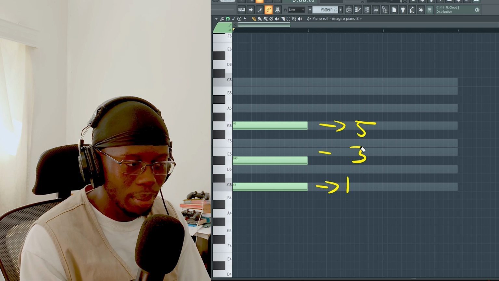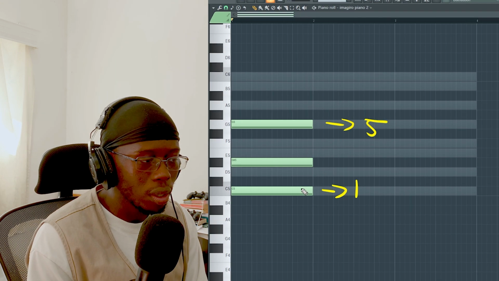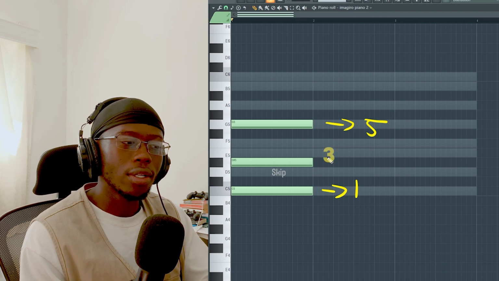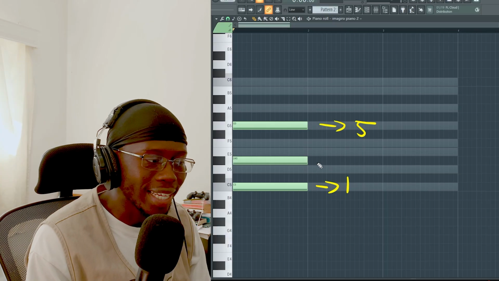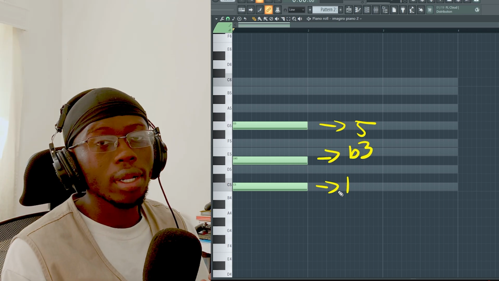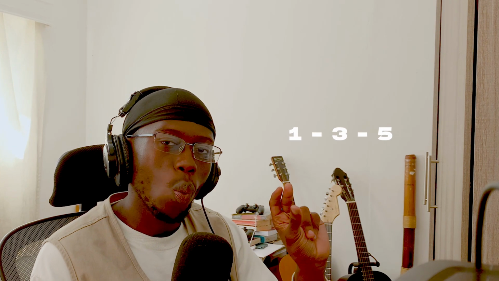So let's delete the 3 because it's changed. So we have 1, we still skip 2, and originally we had 3. But since the 3 was taken down by a semitone, it was flattened. Now it becomes a flat 3. So now a C minor chord is still 1, 3, 5, but because we changed one note and made it flat or made it minor, now we have a flat 3.